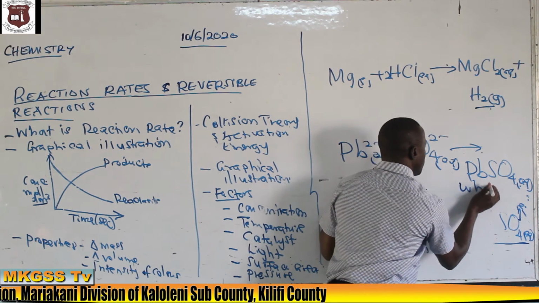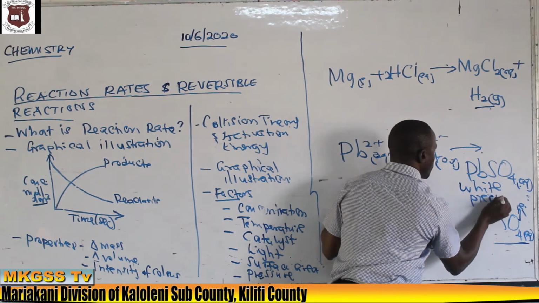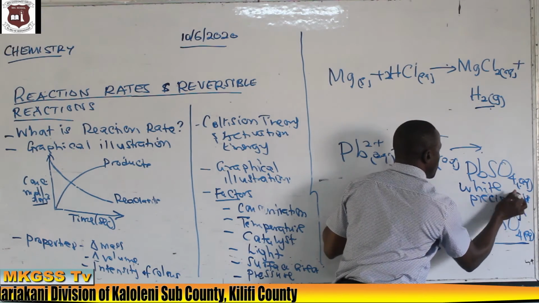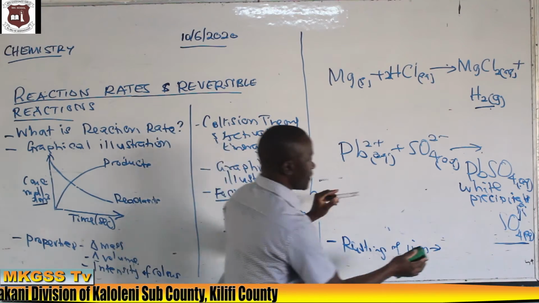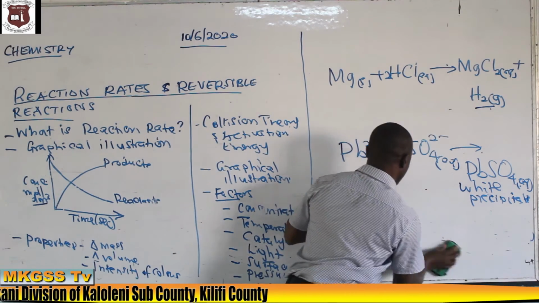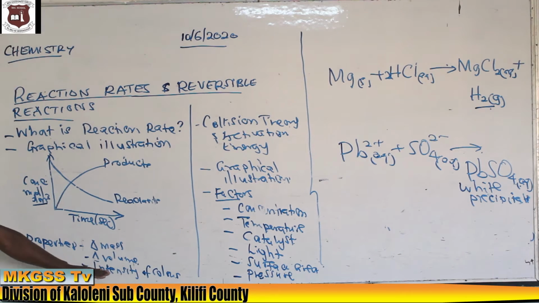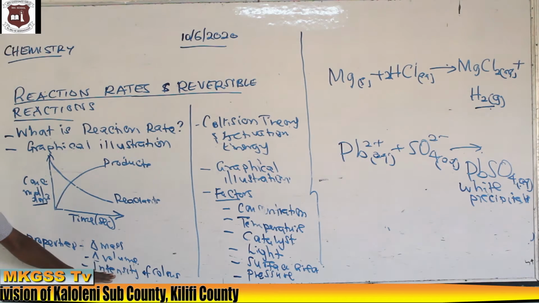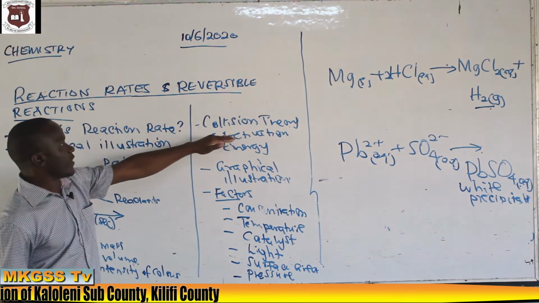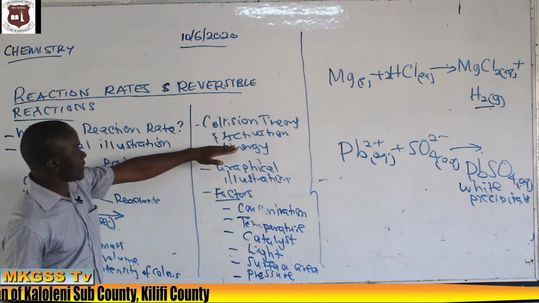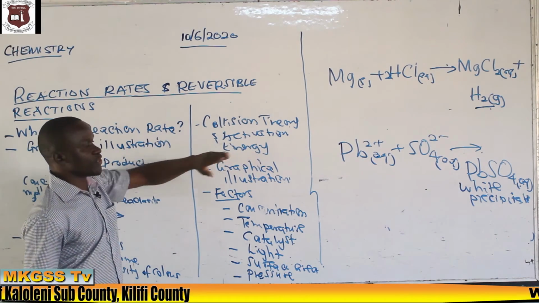Lead 2 sulfate is a white precipitate. So what you expect is that as the reaction progresses, the intensity of the precipitate increases. So you can use also the intensity of the color. And then another area we cover under reaction rate is collision theory and activation energy.